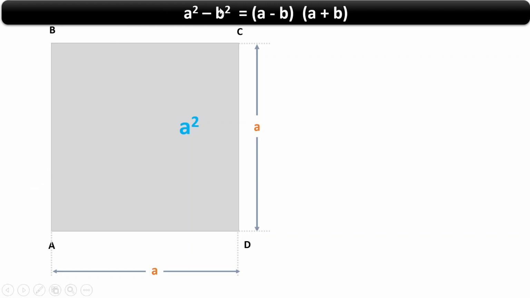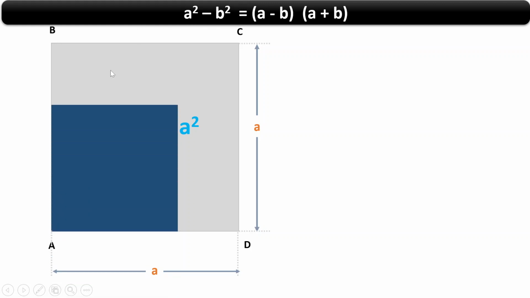Now next move to b. So a square minus b square. So draw another square of b. AEFG, where the sides are b, right?